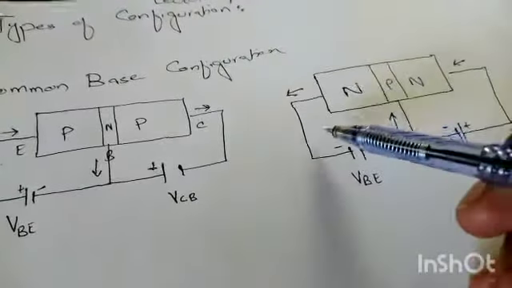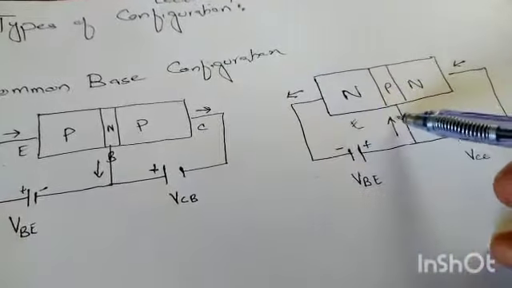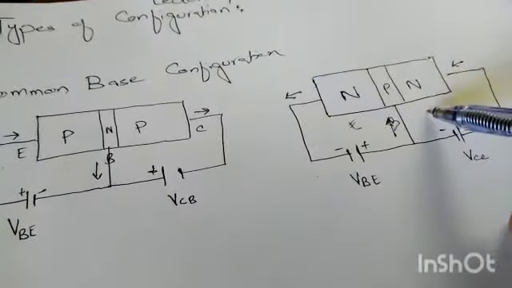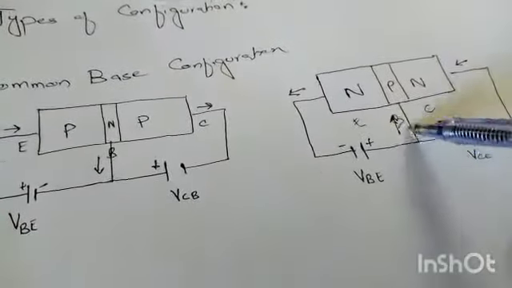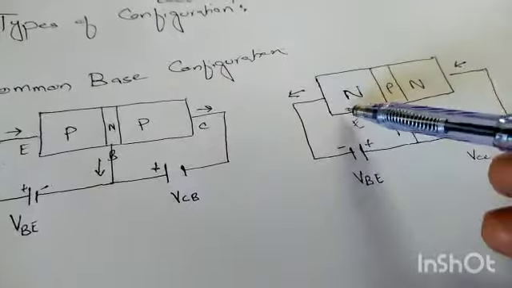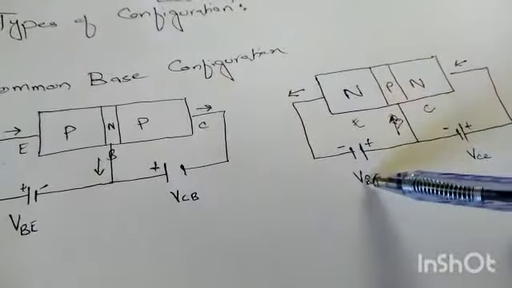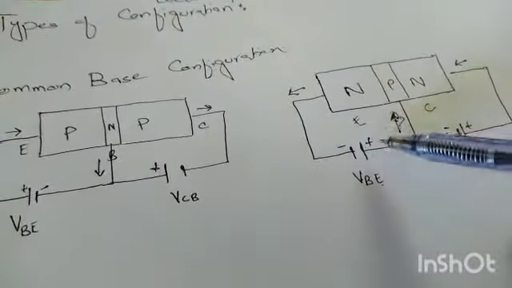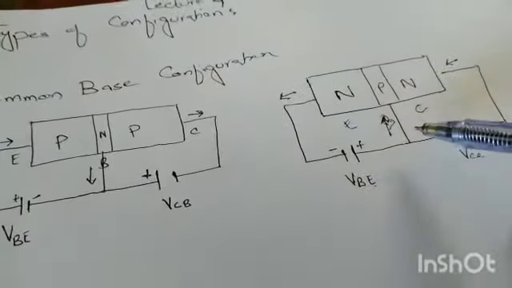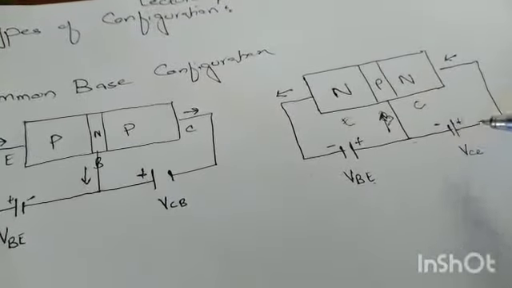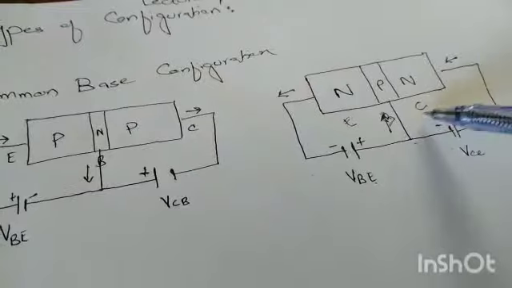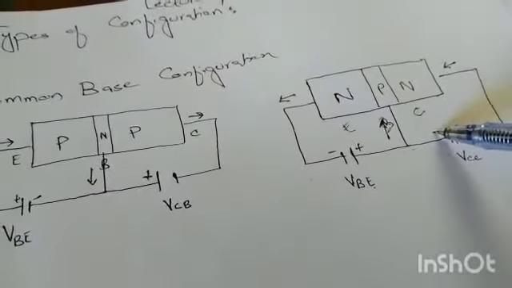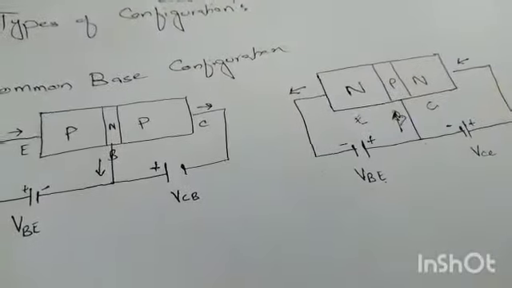In an NPN transistor, this N is emitter, this P is base and this N is collector. Now again we use base as a common terminal. We apply the input voltage VBE across emitter and base, and we take the output voltage across base and collector.